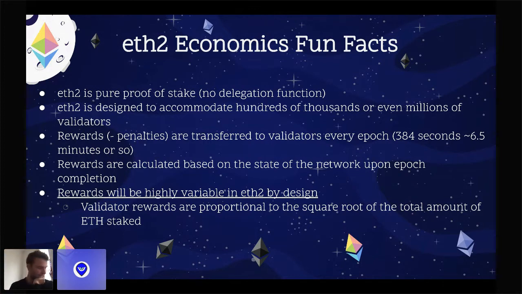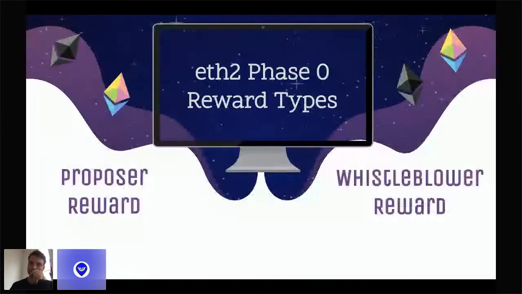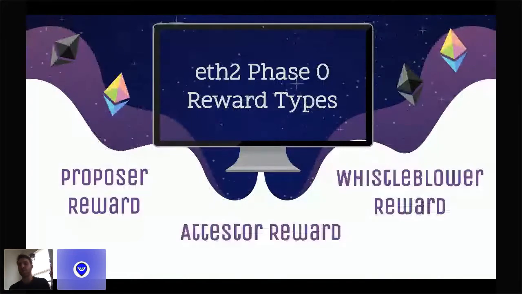I also think it's important to think of this in a non-fixed number environment. The rewards inside of ETH2 will be highly variable by design. One of the main components of that is that validator rewards are proportional to the square root of the total amount of ETH staked. A simple way of saying that is that the less ETH staked in the network, the higher the reward, and the more ETH staked in the network, the lower the reward. And we will get into those things here. So let's talk about our different reward types. We have our proposer reward, our attester reward, and our whistleblower reward.